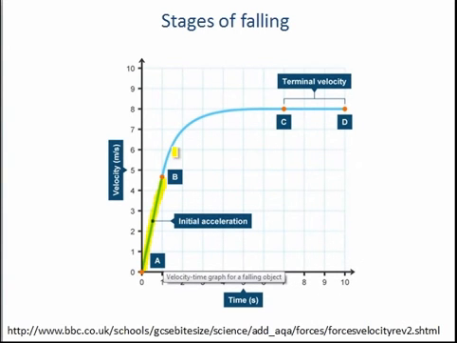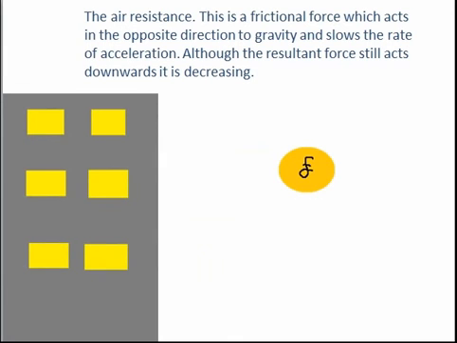At this part of the graph, B to C, we can see that the velocity is no longer increasing as quickly and is starting to level off. And this is because the air resistance, which is a frictional force which acts in the opposite direction of gravity as we know, starts to slow the rate of acceleration. And although the resultant force is still in favour of the weight, so is still causing the object to drop downwards, the air resistance has started to increase, although it isn't as strong as the force of weight.